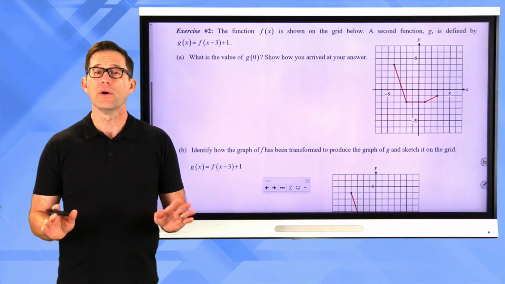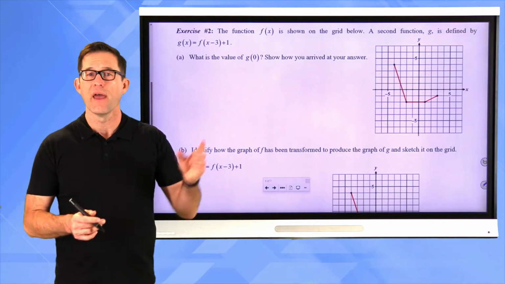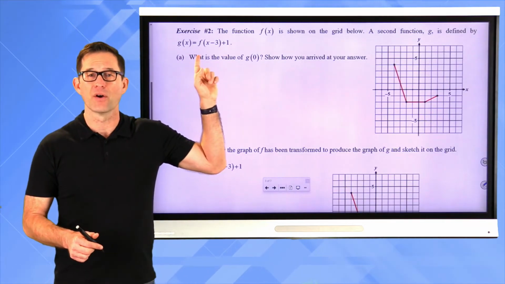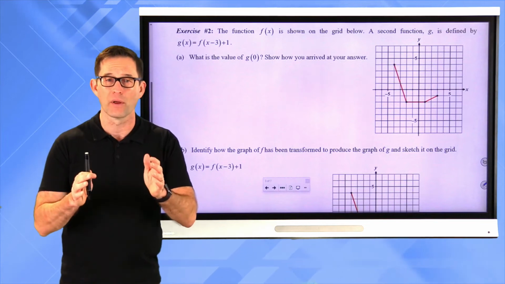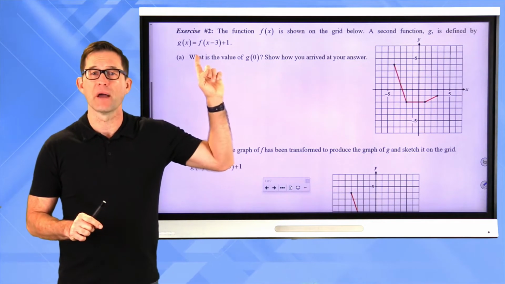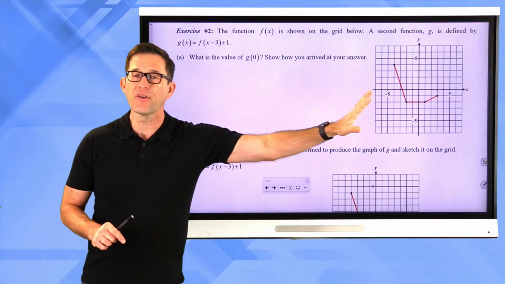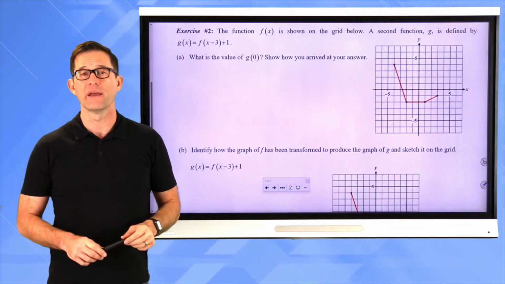All right, well look, if they ever ask you what the value of a particular function is, and they've given you a formula for that function, what I want you to always do is use the formula. So try to evaluate what g of 0 is by using the formula and the graph of g of x, which is sitting right there. Pause the video and give that a shot.